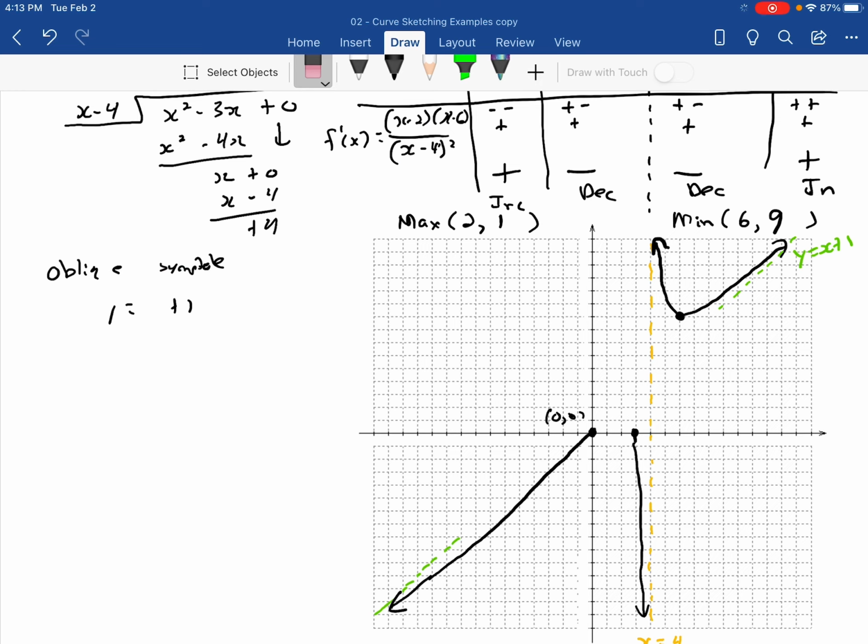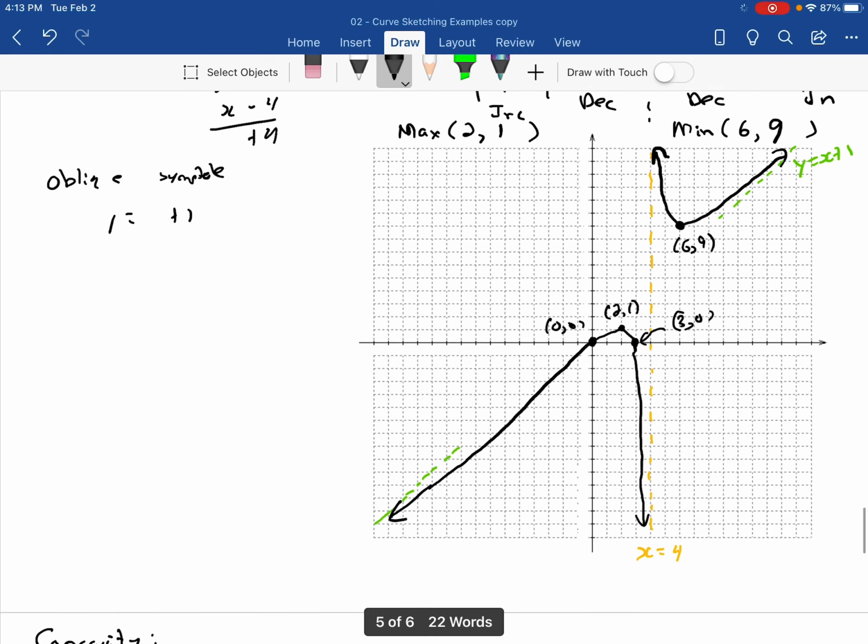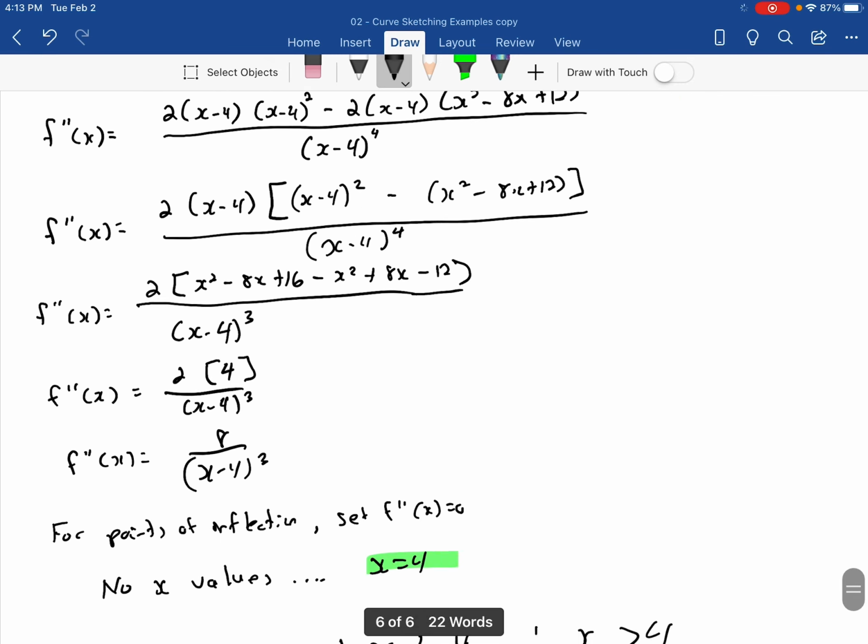I just noticed that when I went to label it, so I guess that's a good thing I went back to label it, because when I went to label it (2, 1), it wasn't through (2, 1). And then right in there, so if you want to fit these in there, (3, 0), I can write it over there, just draw a little arrow, and then here this one was (6, 9). So it's nice to have those labels on there to see everything that's going on there.